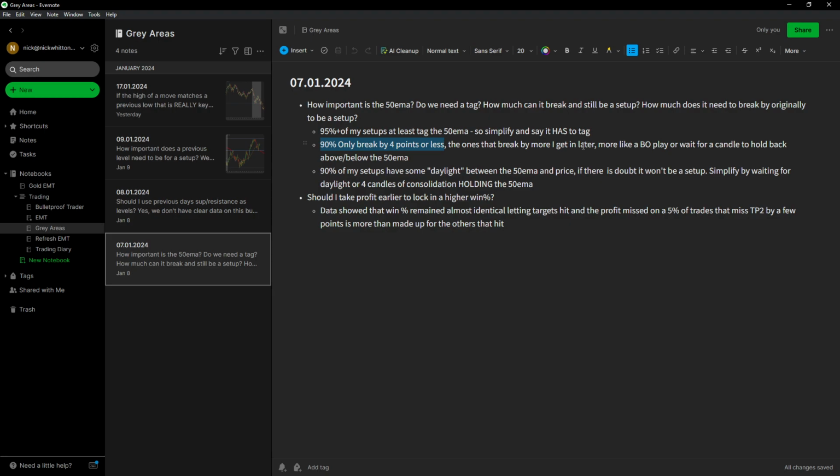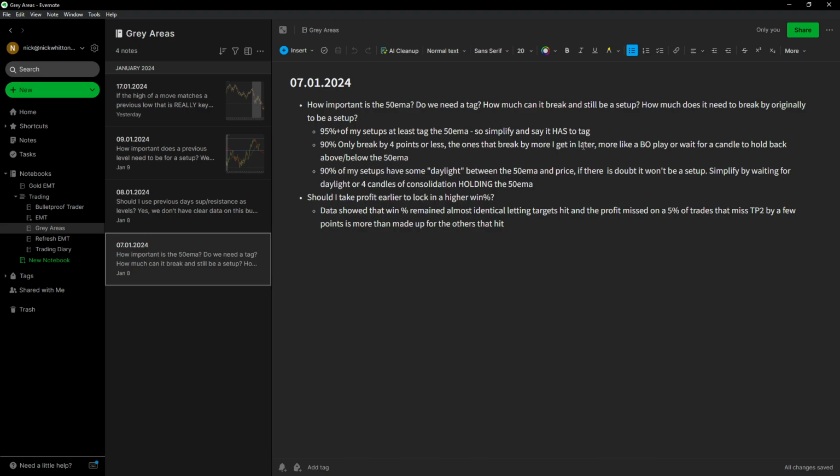The ones that broke by more, I got in later and played more like a breakout play, waiting for a candle to hold above the 50 EMA. So I went, okay, I can now make this black and white. If it breaks by maybe 5 points, give yourself a little bit of wiggle room in there. If it breaks by 5 points or more, we have to wait for a candle to close back above the 50 EMA for a long or below for a short. Now I've got a black and white rule for that.